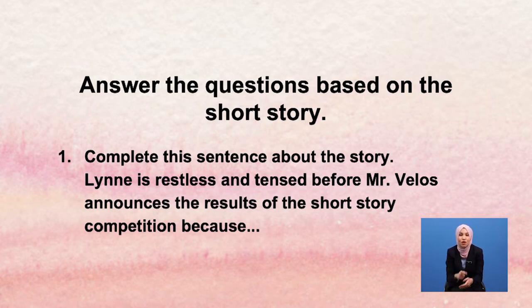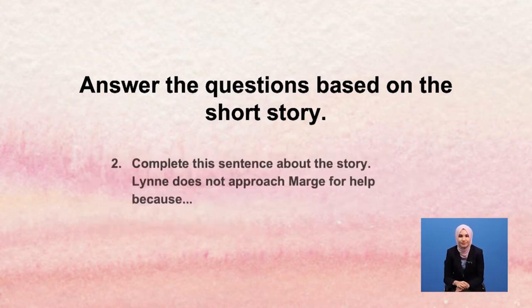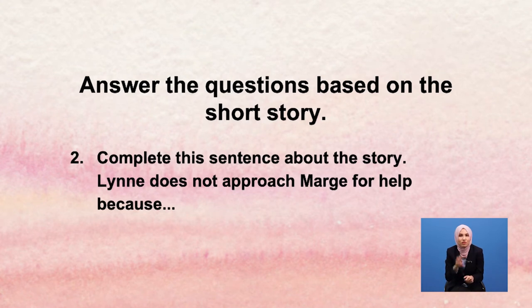What do you think is the answer? Yes, because she is too nervous and wants to get over with the result. She hopes that it will at least be a tie. Okay, the next question is: Lynn does not approach Marge for help because... Well, the answer is she is afraid that Marge may end up hating her.